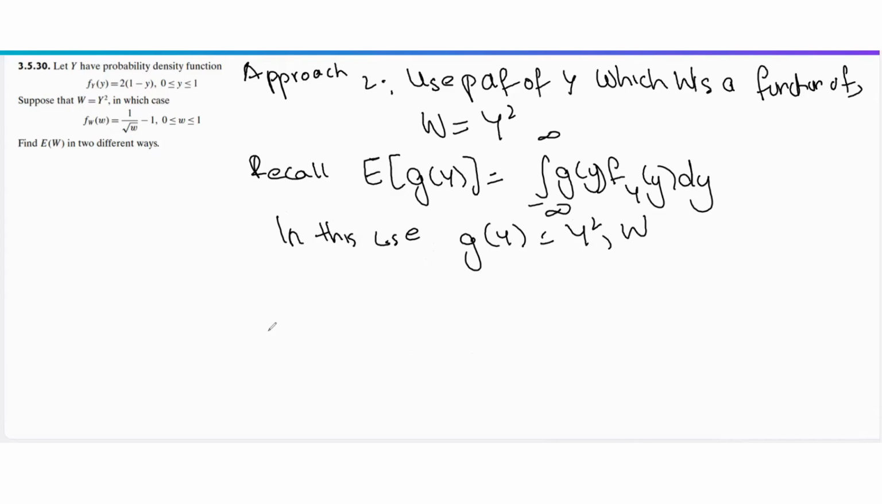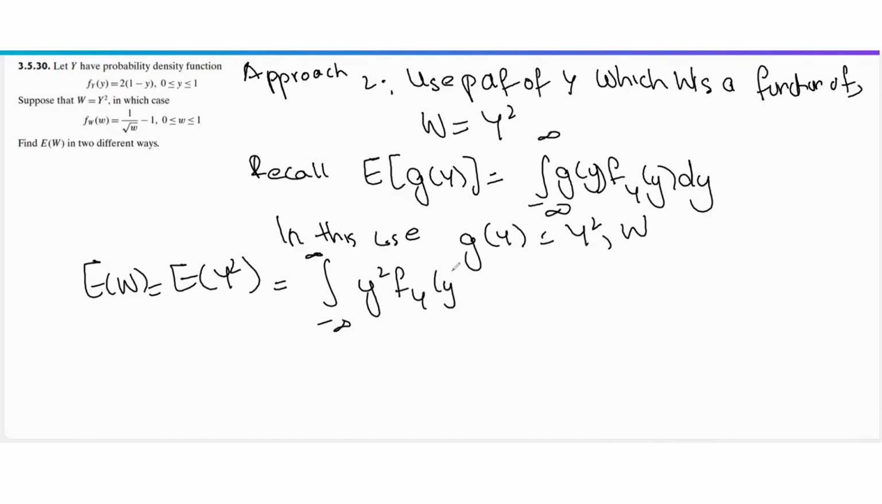We want to find the expected value of w. So the expected value of w is just the expected value of y squared, because w is equal to y squared. And then we can use the PDF of y: the integral of y squared f(y) dy. So g(y) here, like we know, is y squared.